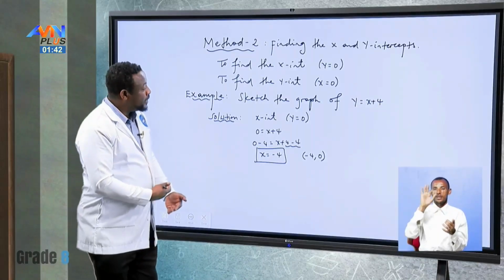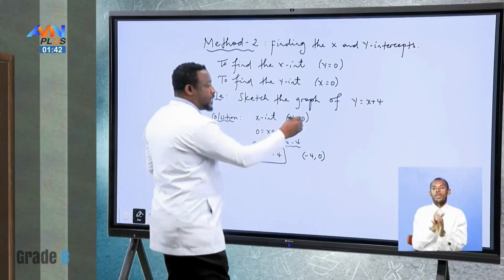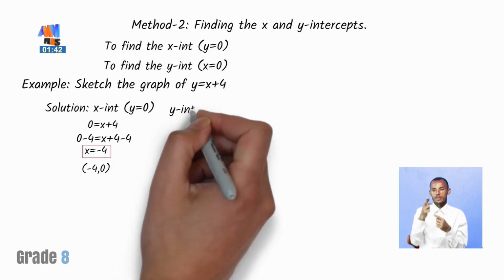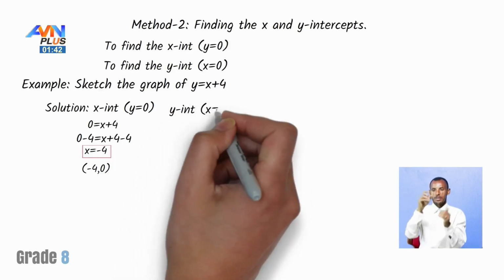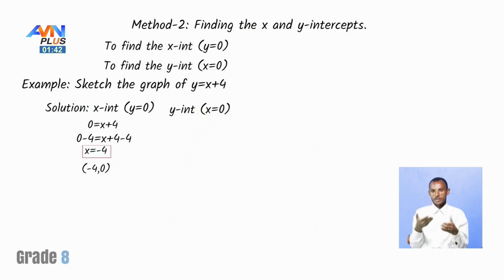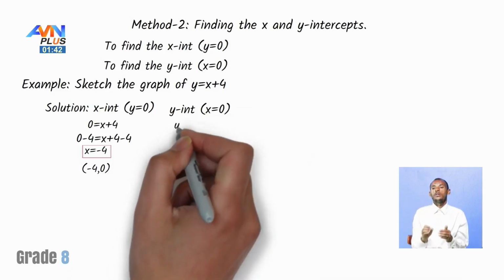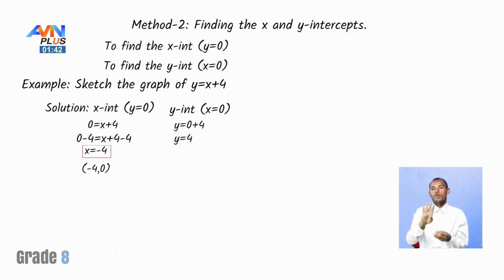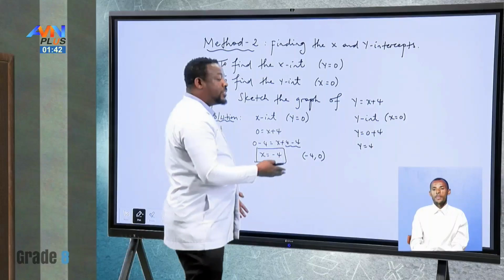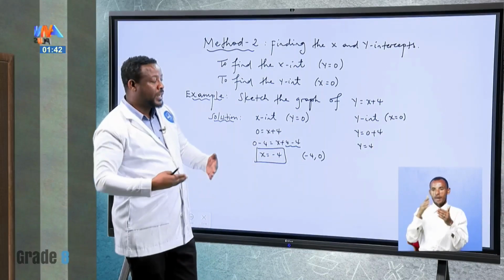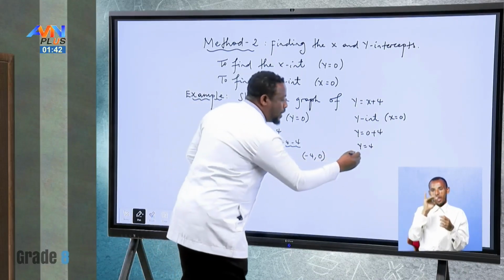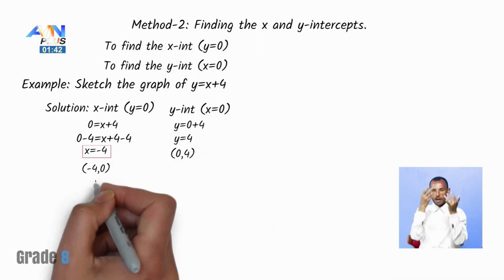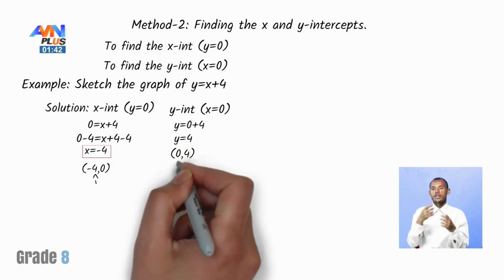The next thing is calculating the y-intercept. Okay, in calculating the y-intercept, we substitute x is equal to 0 in the equation. So substitute x is equal to 0 in the equation, then the equation becomes y is equal to 0 plus 4, which is 4. Okay, so at y is equal to 4, the graph crosses the y-axis, or you can put 0, 4. Okay, now we have the x-intercept and the y-intercept.